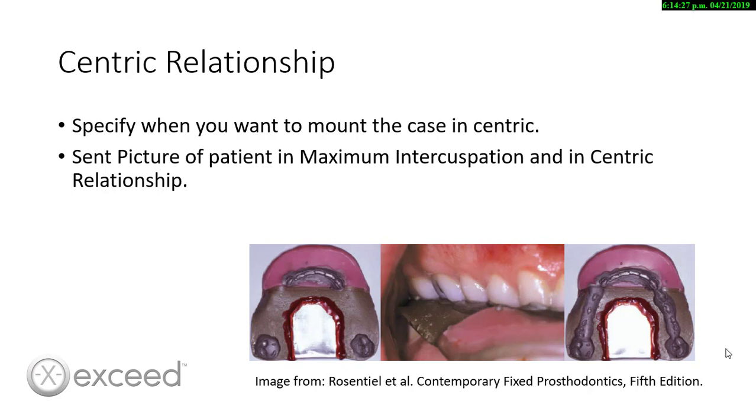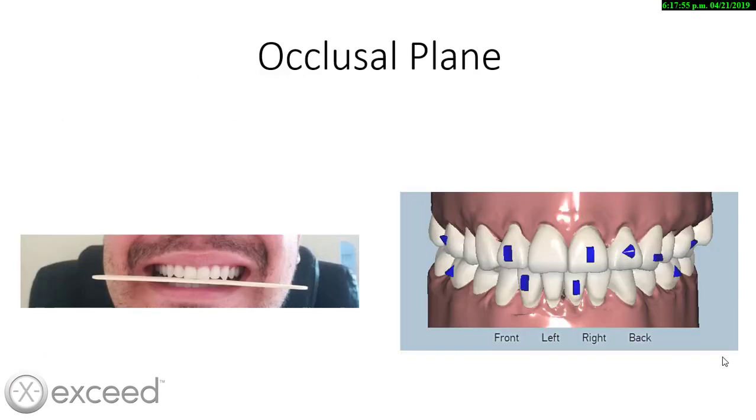It is important that if you would like to start that case from centric relation, you need to capture this position entirely in the scan or bite registration, and also we need to send the photos of that patient in maximum intercuspation and in centric relation. After that, we verify in the chart of the patient if he or she is canted, and then we make sure that in the virtual setup the occlusal plane is identical.